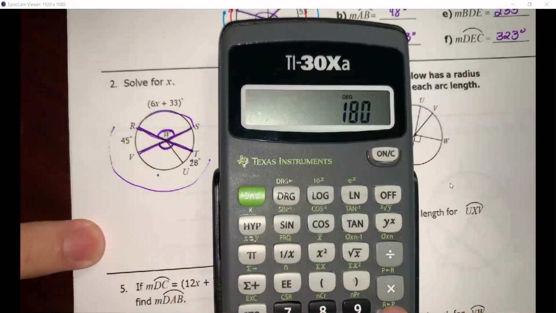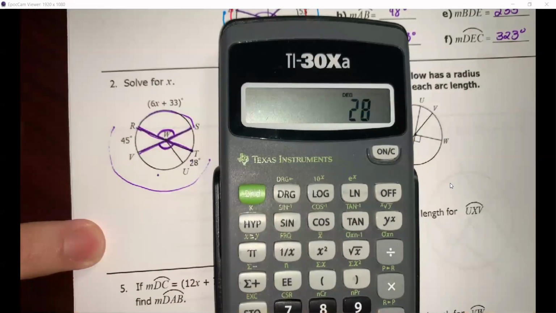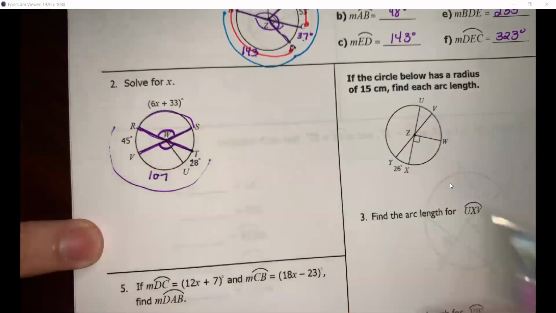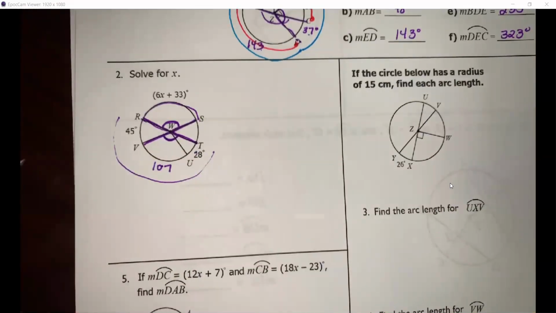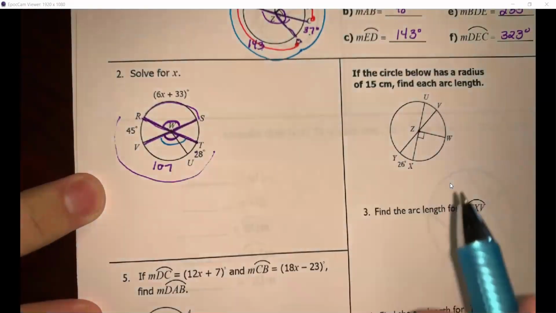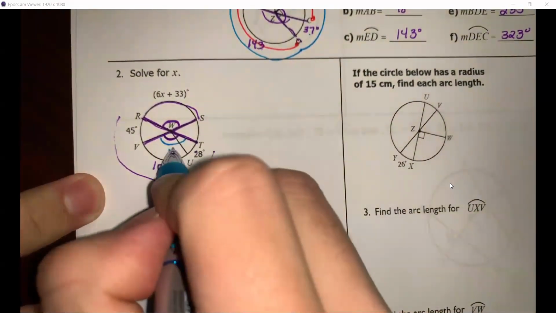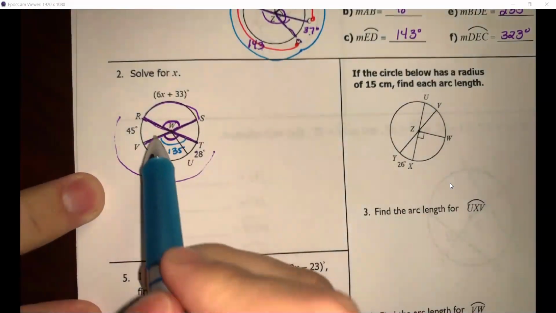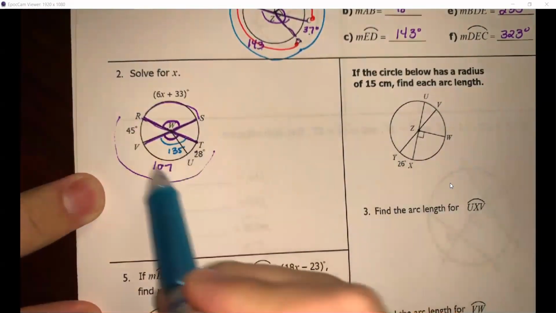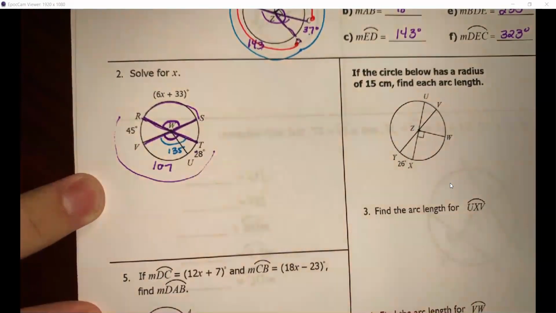So I could do 180 minus 45 minus 28. And that gives me 107 degrees right there. Right? So then that means that the measure of these two angles right there is 107 plus 28, which is 135. Granted, you could have also just subtracted 45 from 180 to get that angle, but I wanted to show you how to find that missing piece too.